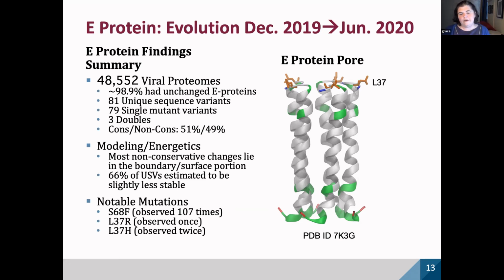Most of the non-conservative changes lay in the boundary and surface portion of the protein. And the slight majority, 66% of them, seem to destabilize the protein. But I want to emphasize here that when you're talking about destabilizing mutations for an ion channel, that does not mean that it will lower the function of the channel, particularly because for an ion channel, stabilizing the protein can mean closing the channel. The closed state is the tightest, most compact state, and that is not a functional state.